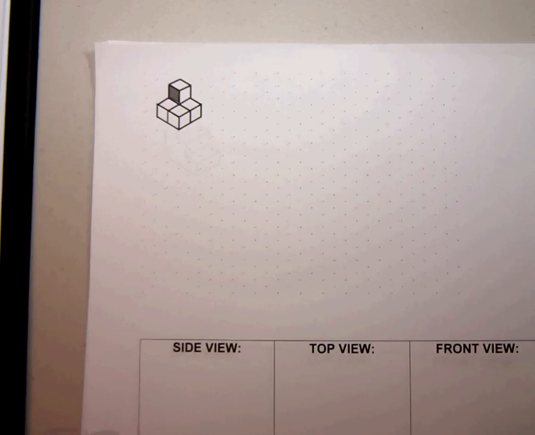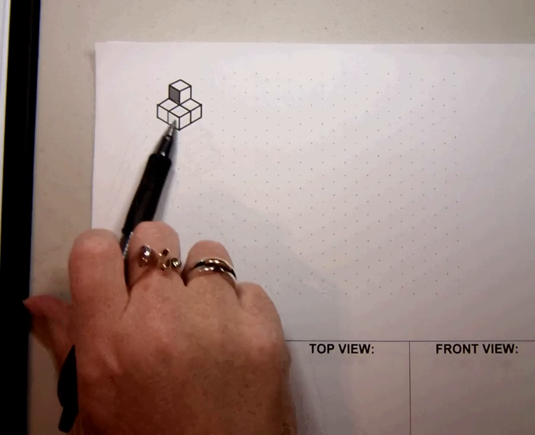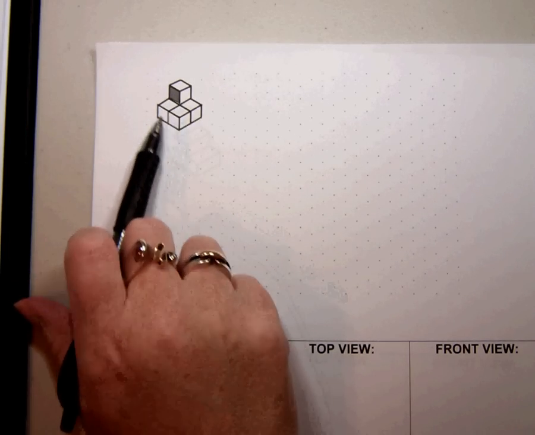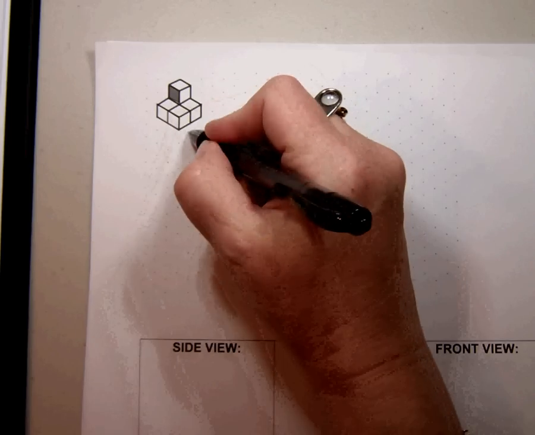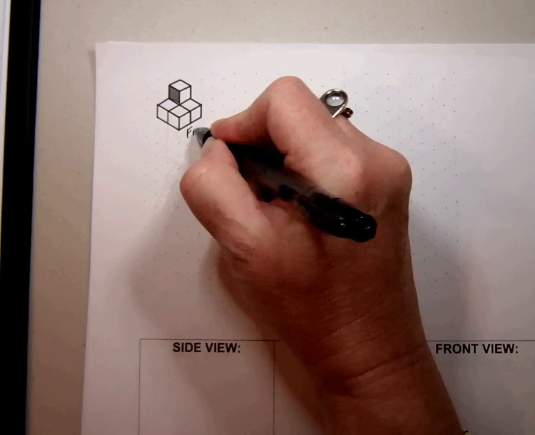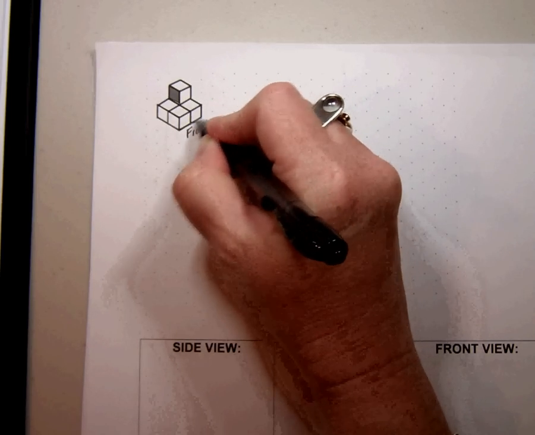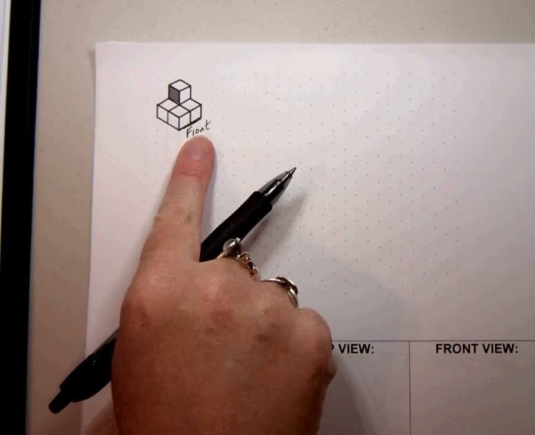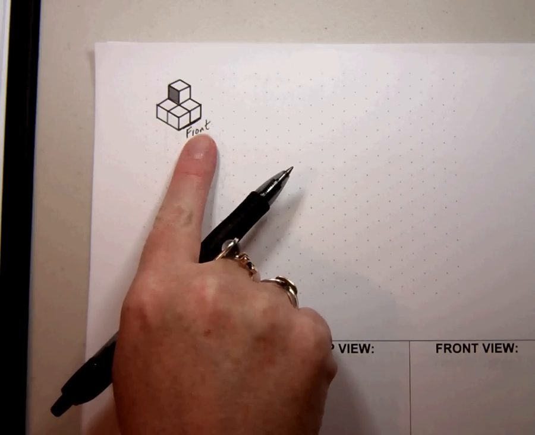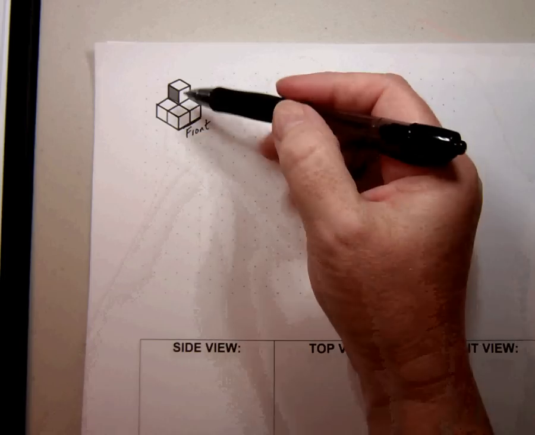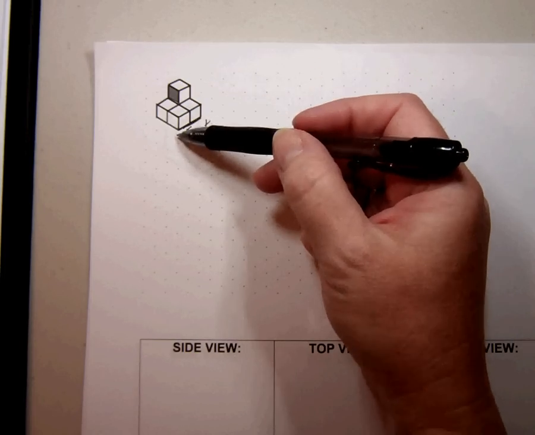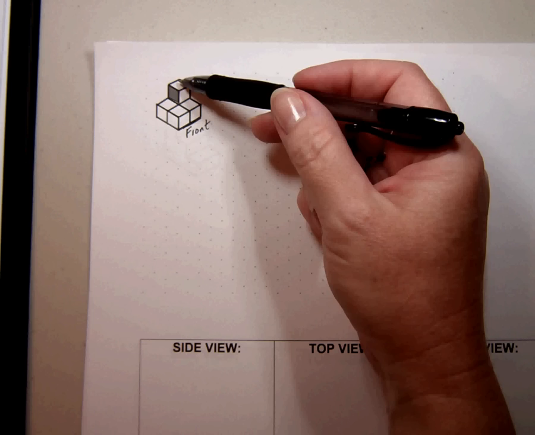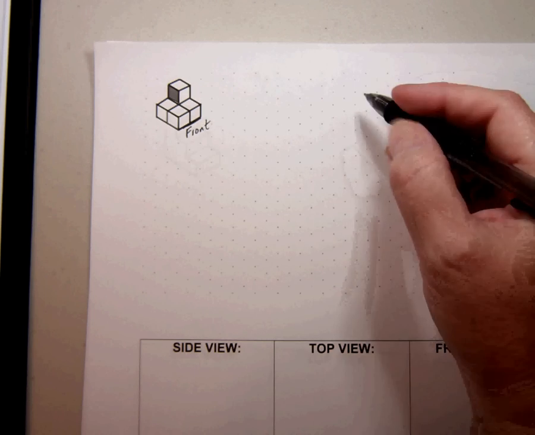Alright, on the next page, see how this one has a side right here. This time, let's just label this part right here the front. Sometimes the front will be on this side. Usually it'll be labeled for you. On this one, I think I'm going to start from the top and go down because you're stacking this one.